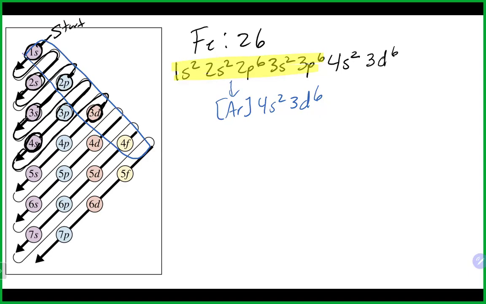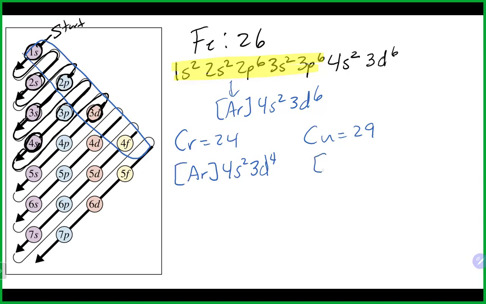There are 2 exceptions. Actually, there's lots of exceptions, but for us, there's 2 exceptions you should be aware of, where if you follow this, you will not get what is considered the stable configuration. And that is chromium, which is number 24, and copper, which is 29. If you follow this chart, and if we do this shorthand, you end up with argon 3d4, if you follow the chart.